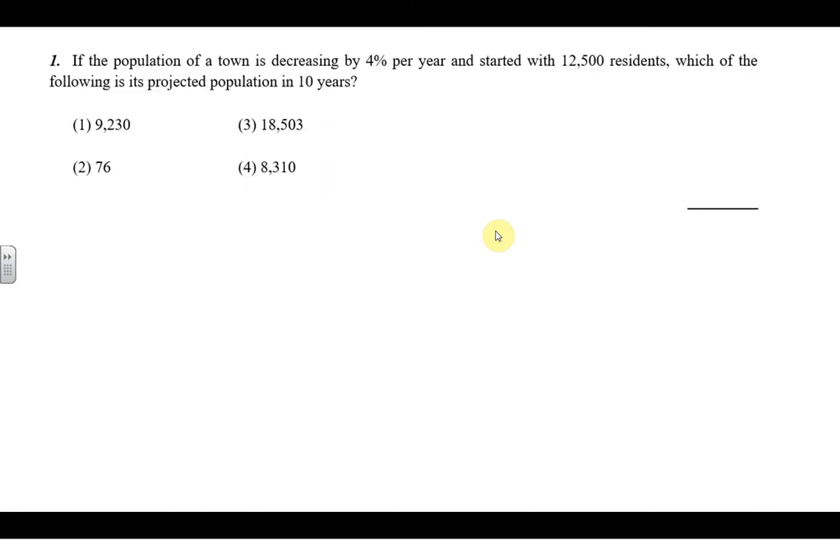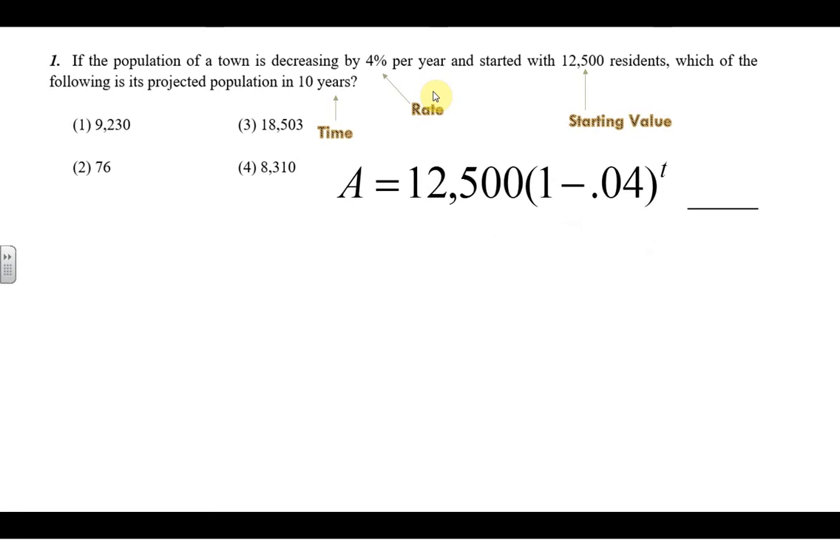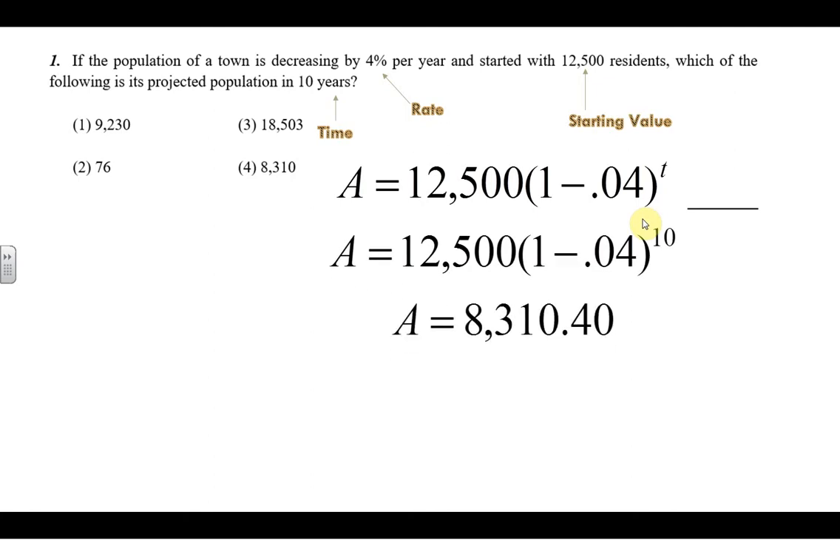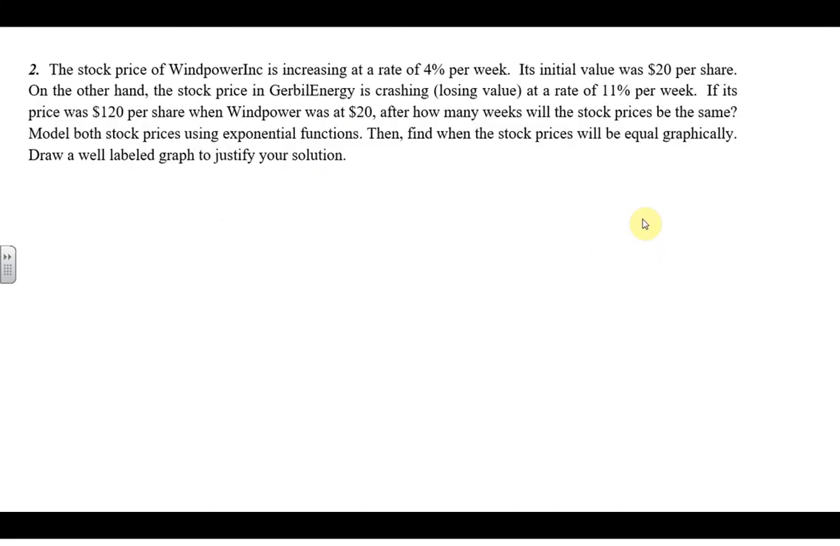Let's do some real-world applications. If a town's population decreases by 4% per year and it started with 12,500 residents, which of the following is the projected population in 10 years? Because it's a year, I know I'm going to be using the basic formula. I have my time, my rate, and my starting value, so I'm going to substitute all of those in. Remember, rate goes in as a decimal, not as a percent. So 4% goes in as 0.04. Then we raise it to the 10, plug it in, and there's your answer. Be careful with order of operations.